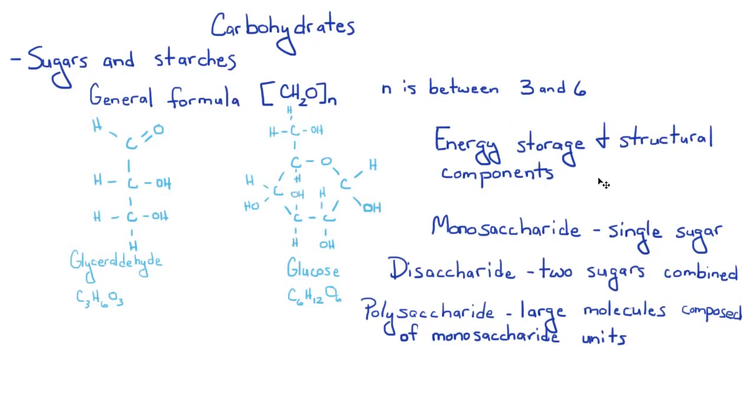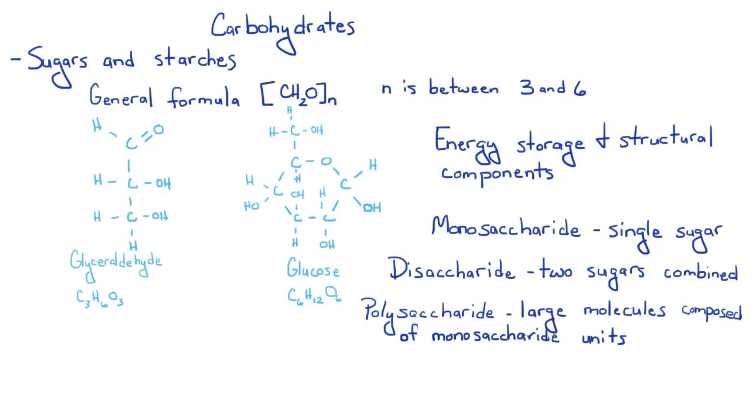There are a couple of different types of sugars. You have a monosaccharide, which is a single sugar. Glucose is an example of a monosaccharide. You have disaccharides, which are two individual monosaccharides combined. For example, table sugar is called sucrose, which consists of one molecule of glucose and one molecule of fructose.